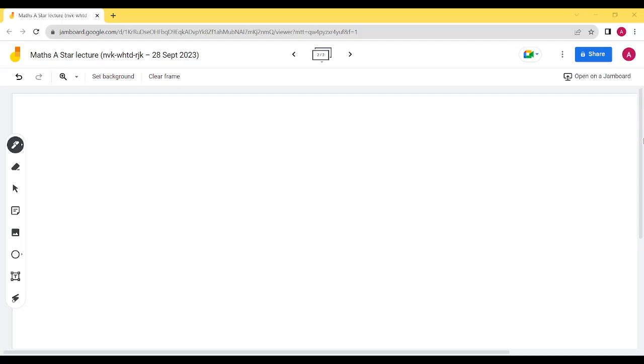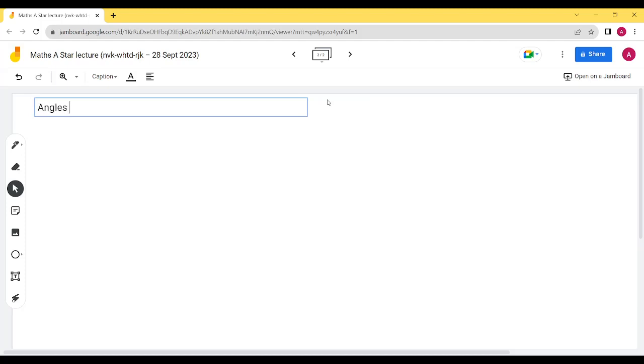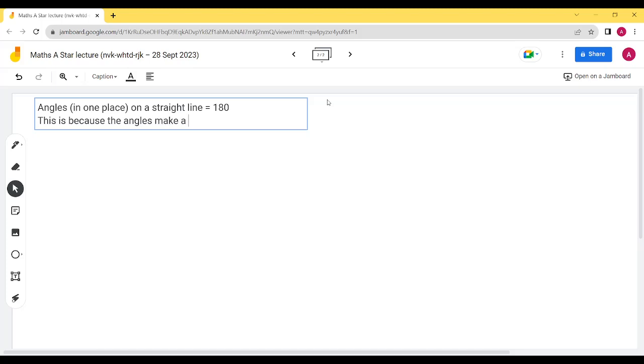All right. So the next rule we're going to touch on is another one to do with 180 degrees, and that is angles on a straight line. So angles, and I'm just going to write in brackets because this sometimes confuses people, in one place. It's not all the angles on a straight line together. It's angles in one place on a straight line equal 180. I'll put the degree sign in a sec. This is because the angles make a semicircle.